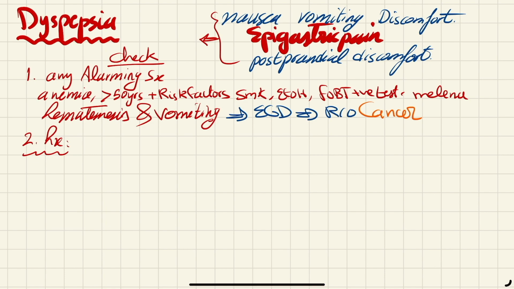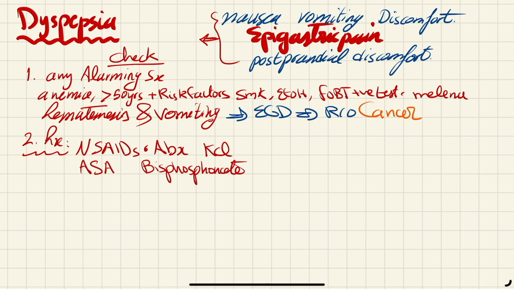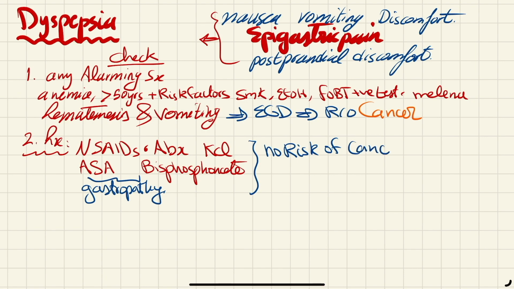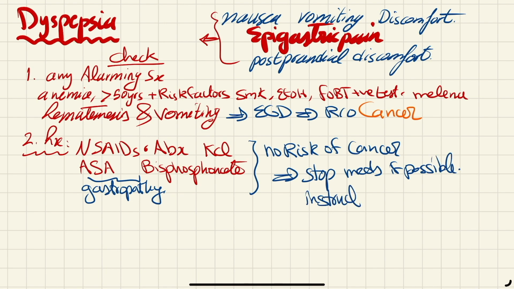Then we screen the patient history to see if any medication is causing these symptoms, like NSAIDs, aspirin, potassium, bisphosphonates, and some antibiotics. Huge pills can irritate the gastric mucosa and cause gastritis. In this case, we need to make sure that the patient is not on any of these therapies, especially if the symptoms started after starting these medications. Also, the risk factors of this medication increase if the patient is on anticoagulation. On the day of your exam, if you see alarming symptoms, you do a scope. If you see any medication, then you stop them to see if the patient's symptoms improve.